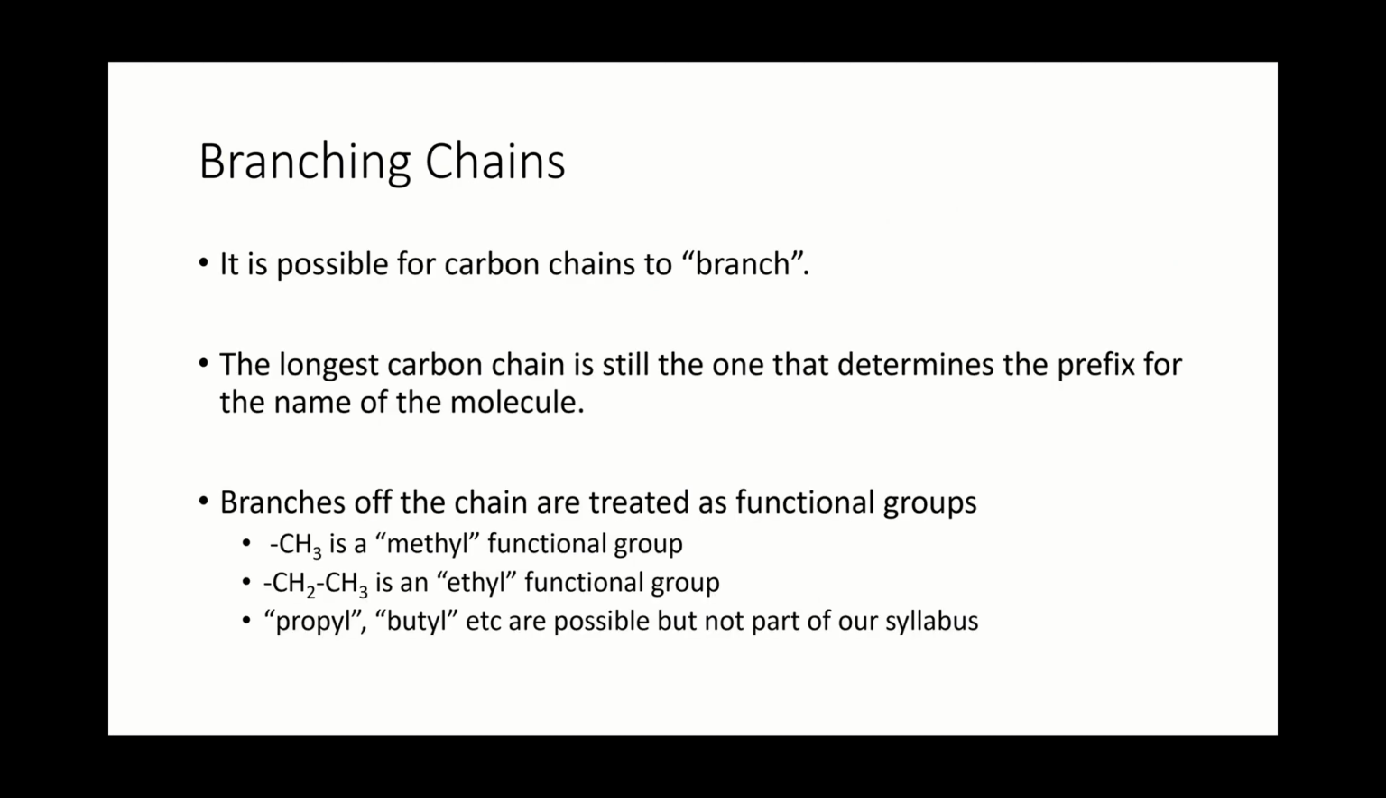So that's branching chains. The key ideas are that it's possible for carbon chains to branch. Carbons can connect to each other anyway, and they don't have to just be in a straight line. But whenever we come across a branched chain, we always use the longest carbon chain as the basis for the naming of the molecule. That is the central part of the molecule's name, the length of the carbon chain. And then we treat branches of the chain as more functional groups, like what we've looked at before. A CH3 group is a methyl functional group.